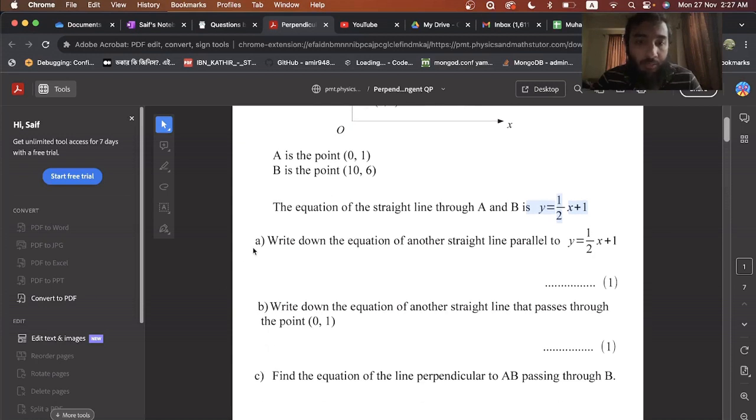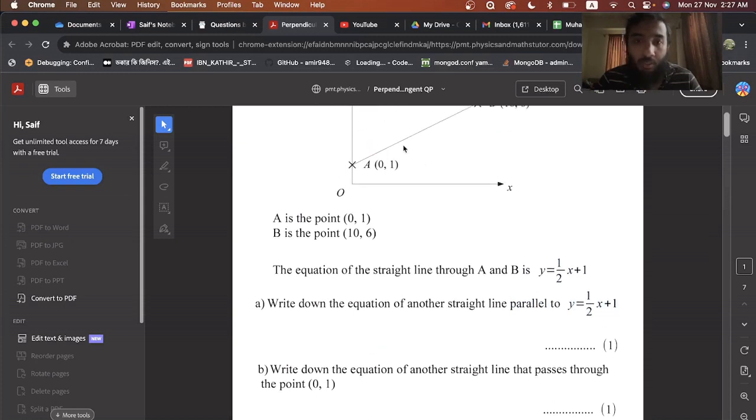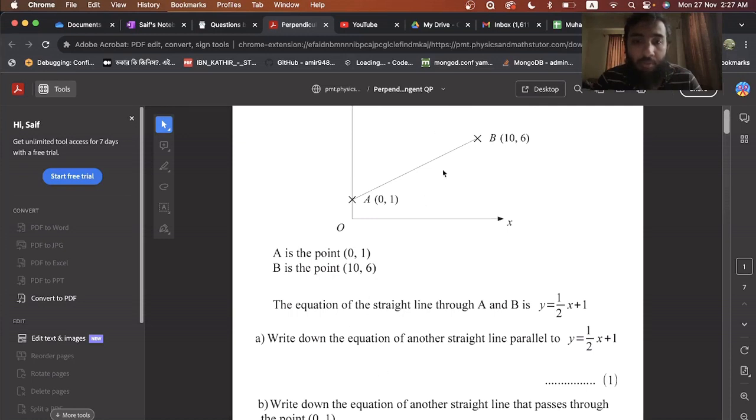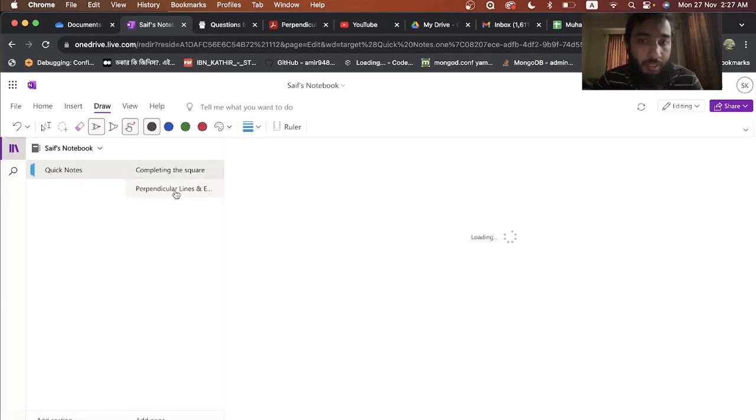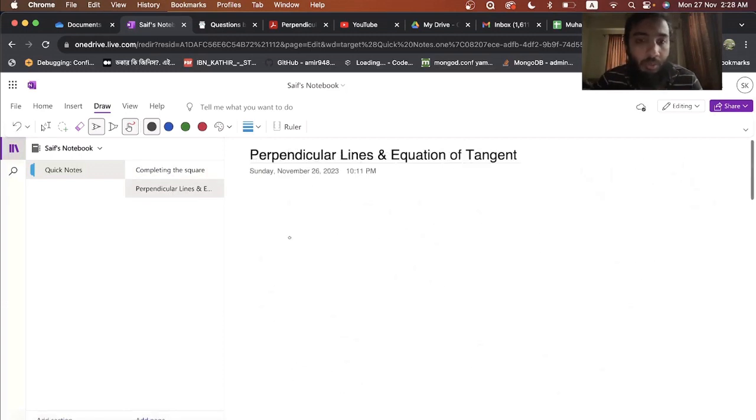So what is required? For A, write down the equation of another straight line which is parallel to this straight line equation. So I have to write down an equation that is parallel to this straight line. Another straight line that is parallel, like something like this or this, etc. So if I go to my note and let me open a new note. Here is a new note, that was the previous one, completing the square. So I'll open a new note here.